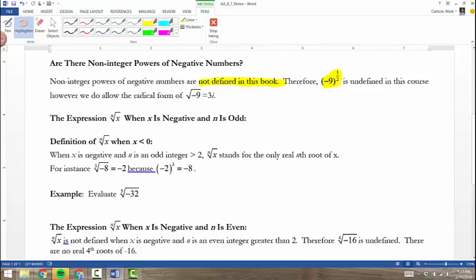Now, we're going to find later on that there are some things that we can define with rational exponents like that when I have a negative number, but for purposes of this course, they're going to be undefined. Okay. However, if I think about this in radical form, and if I take the square root of -9, we already know that's equal to 3i. So this is where we're starting to see some differences between writing something in a fractional form and radical.